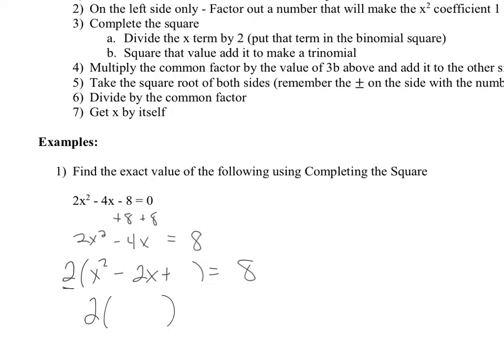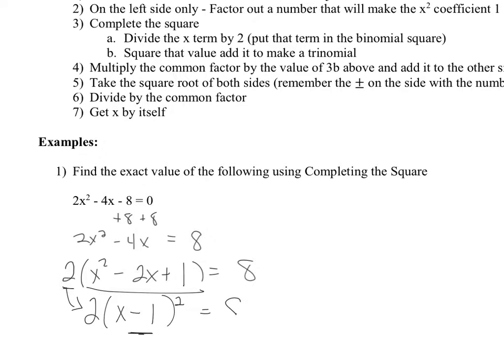Now there is a 2 out here. I'm just going to leave it. It's still part of the problem. Bring it down. So x minus 1. So I'm going to then take this number and square it. Positive 1. So now this is the perfect square. If I were to factor this, I would get x minus 1 times x minus 1, squared. x minus 1 squared equals.